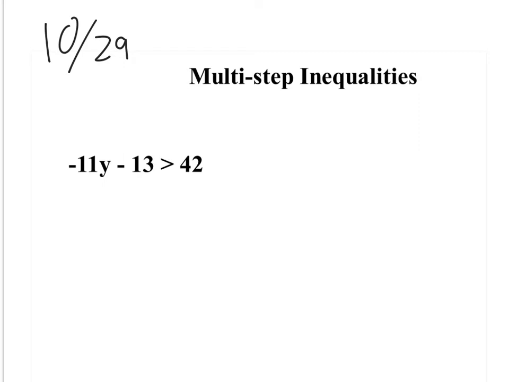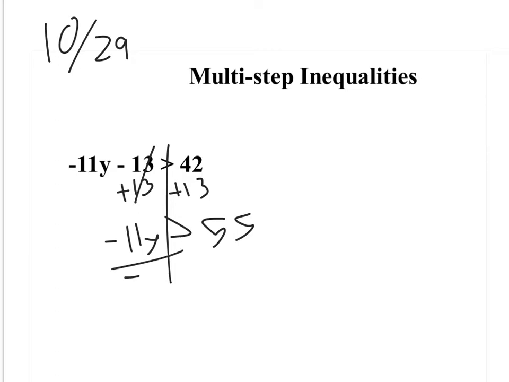So here, negative 11y minus 13 is greater than 42. So I would add 13 to undo the subtraction. I get negative 11y is greater than 55, which I divide by negative 11. Y over here, and on the other side you get negative 5. What should my sign be? Less than. Okay, it should be the less than symbol.